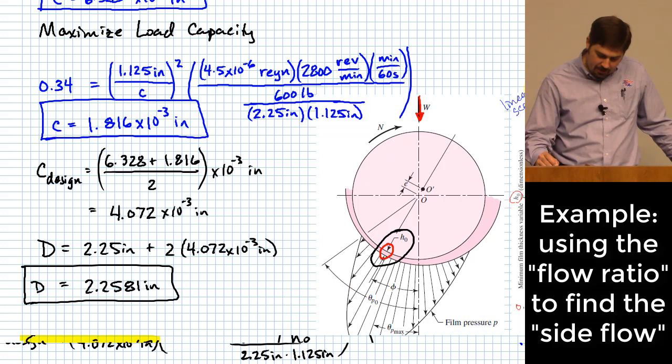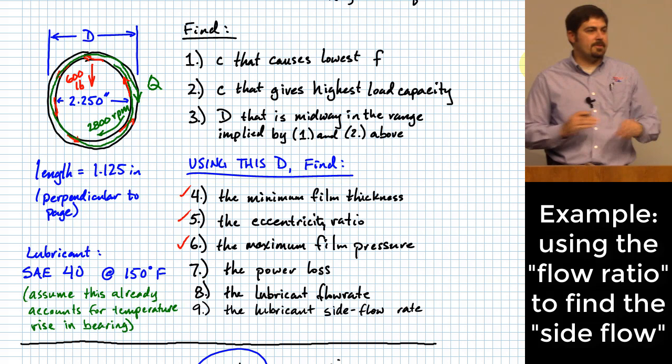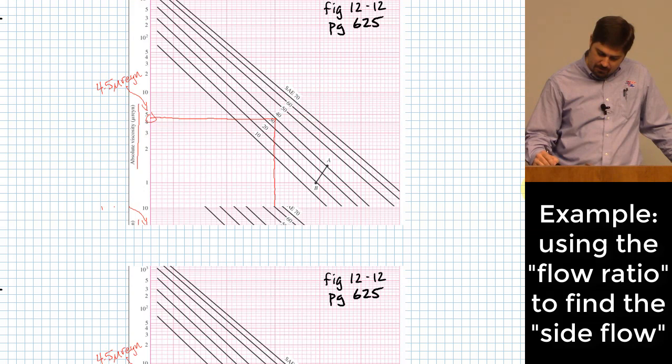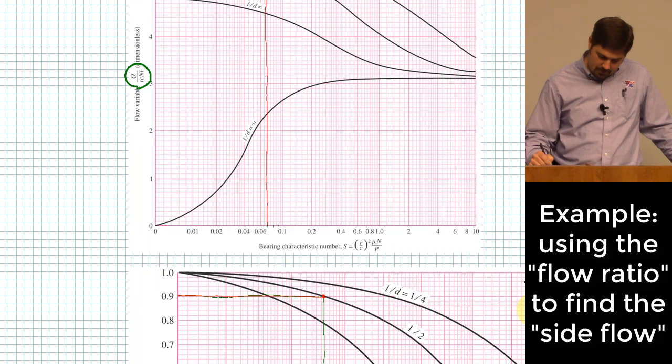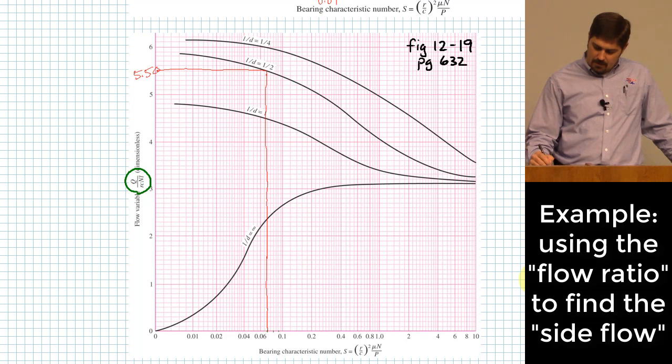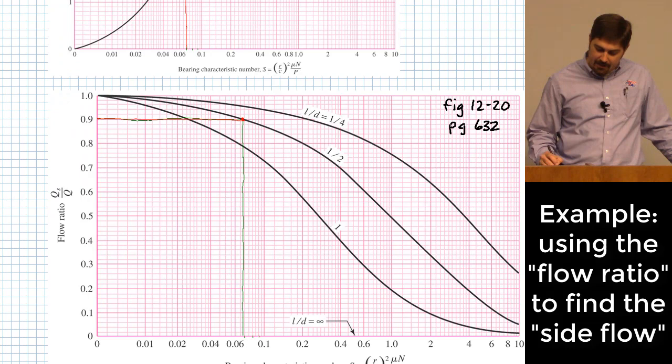We do have like 2 minutes left. Does anyone have any questions they'd like me to try to touch on? Yeah. The question was, can I show those charts again? The first one is what they call the flow variable. And then the next one is called the flow ratio, and that just tells you the rate at which it leaks out the side relative to the rate it's flowing around and around.